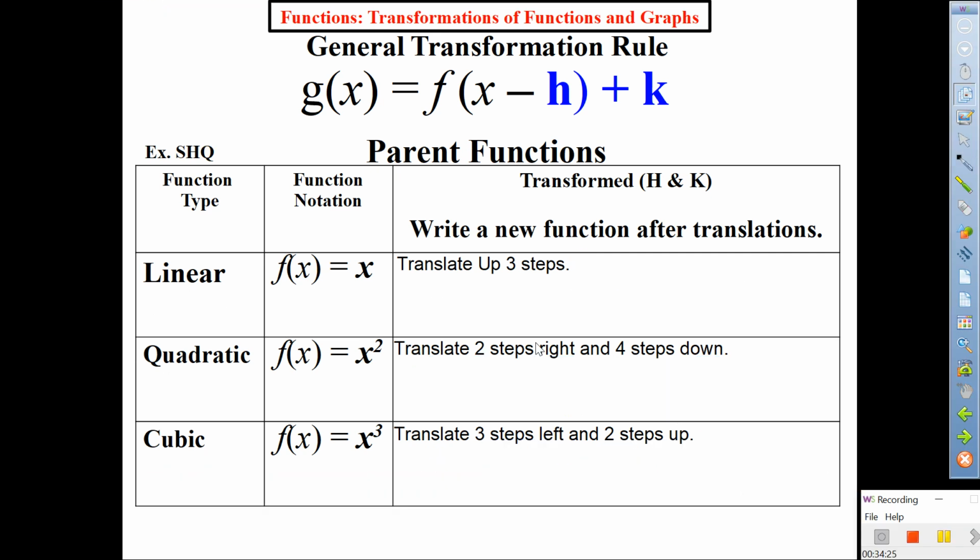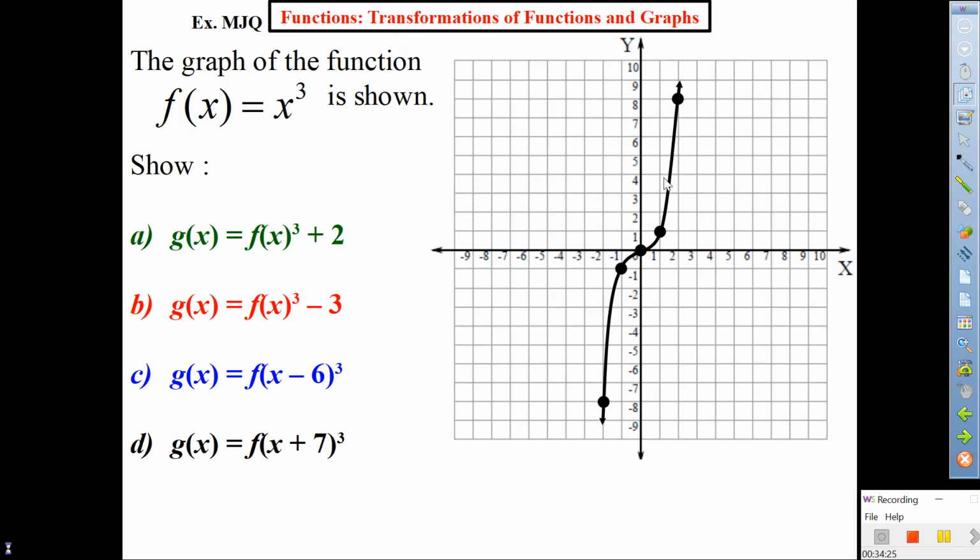Anyways, for those of you following along online, copy this one. This is a cubic function. And those of you that are here, you don't have to copy this one. Those of you online, copy that and see if you can do those translations.